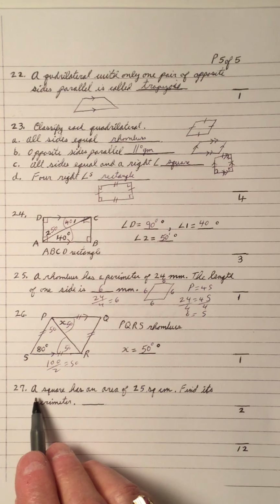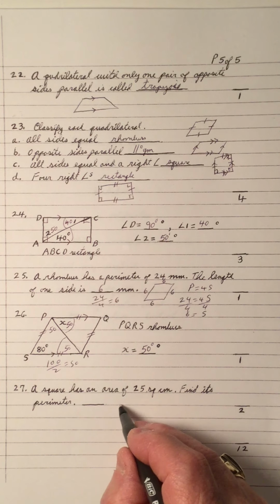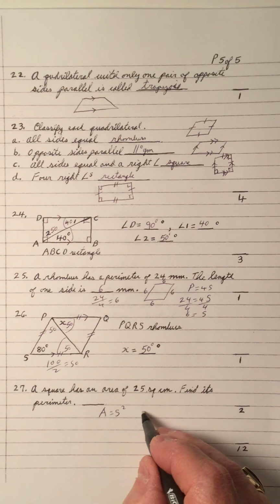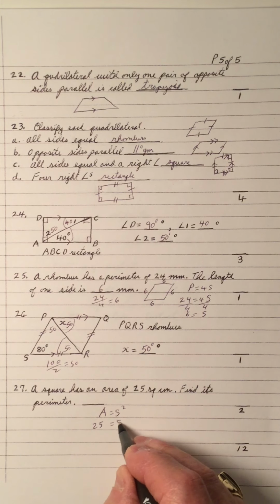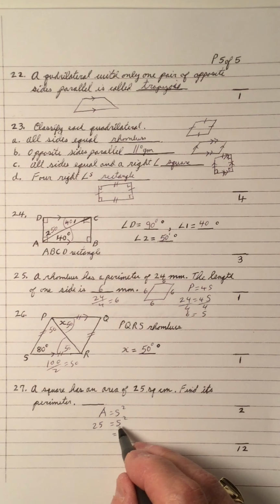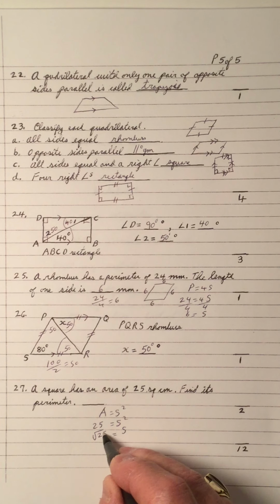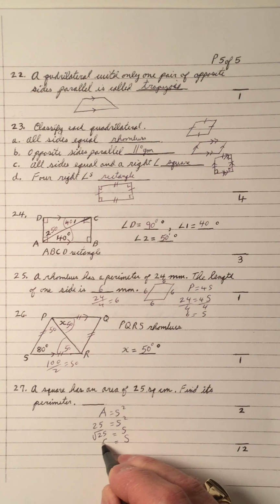Number 27. A square has an area of 25. Find its perimeter. So the area of a square is A equals S squared. And if the area is 25, we have 25 is S squared. So take a guess. What number do you square to give you 25? You would say 5. But the mathematical way is, if you got a square, then you do the square root of the other side. And that means S equals 5.